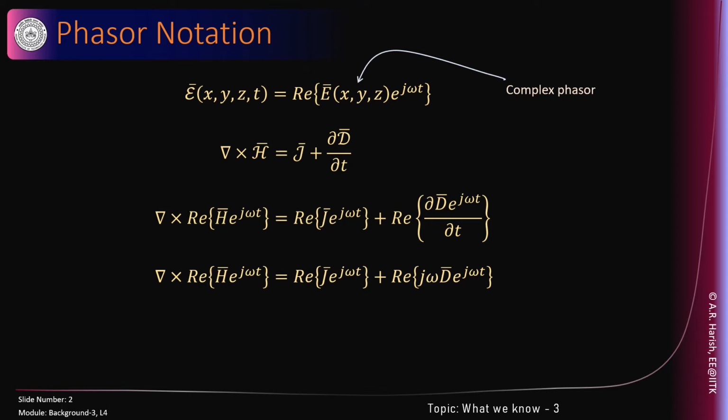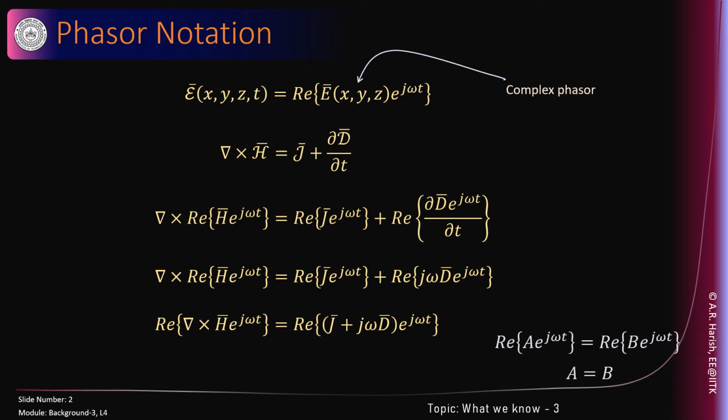Since del cross is a linear operator, we can take the real part outside that operator, and we have real part of something equal to real part of something. Oh, it is not just something, it is something multiplied by e to the power of j omega t. That's the beautiful part. So if you have the real part of a e to the power of j omega t equal to the real part of b e to the power of j omega t, then a is equal to b.